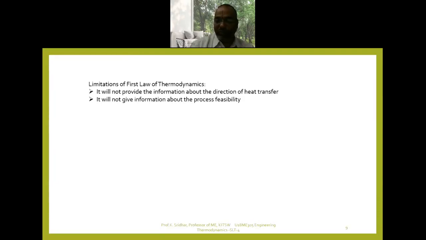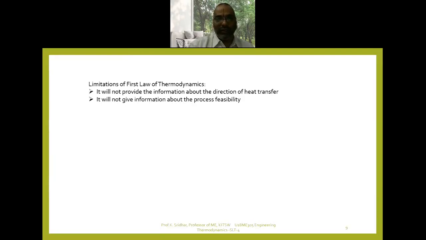The Clausius statement says that heat transfer always takes place from a higher temperature body to a lower temperature body, or heat can travel from a lower temperature body to a higher temperature body only with some external agency. That is the first limitation overcome by the second law in the form of the Clausius statement. Coming to the second one, that the first law does not give any information about process feasibility, this is taken care of by the Kelvin-Planck statement of the second law of thermodynamics.